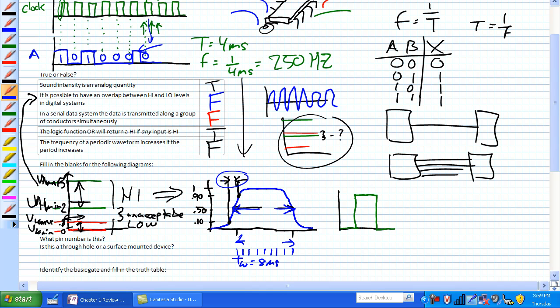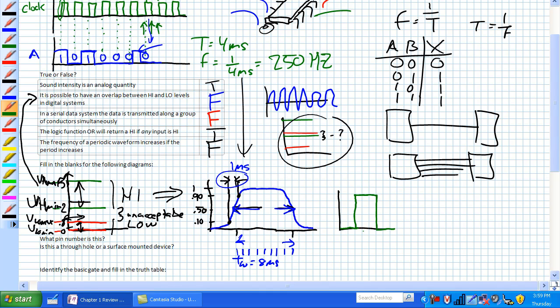What is this guy up here? Well, this is the rise time. The time it takes to go from 10% of its amplitude up to 90% of its amplitude. That's the rise time. It looks like the rise time takes 1 millisecond. Okay? So, while we're here, we already talked about frequency and period. Let's talk about duty cycle.